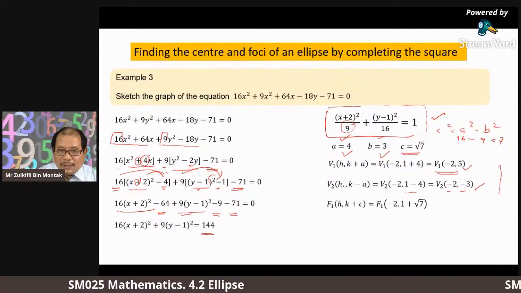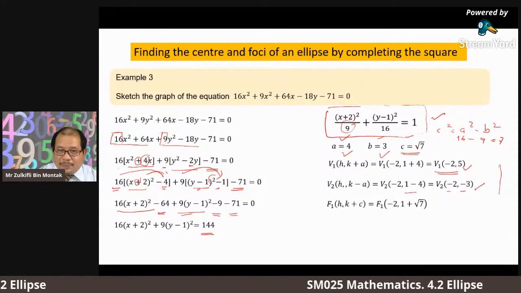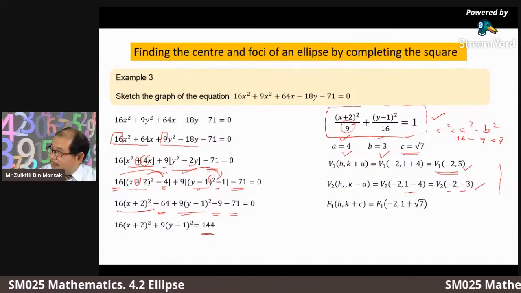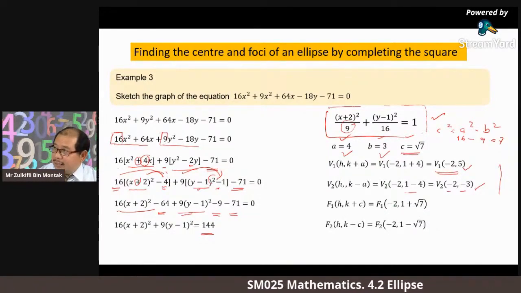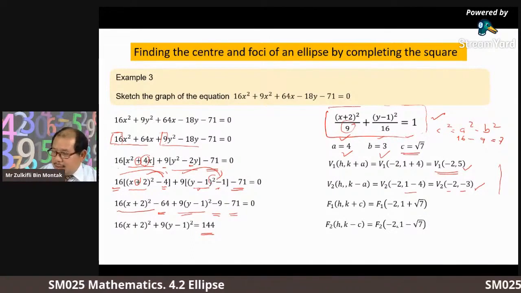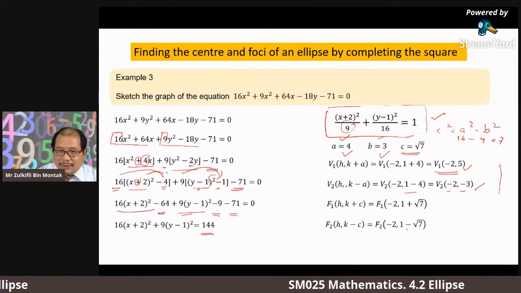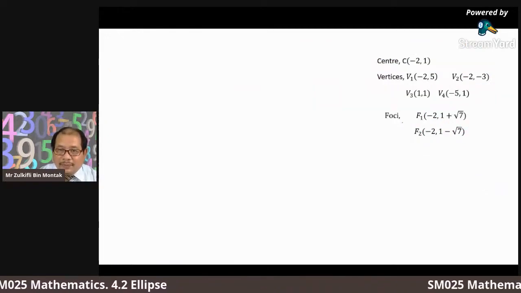The focus, the first focus F1 is (h, k plus c). So h equals negative 2, k equals 1 plus square root of 7. And then the second focus (h, k minus c), F2 is (negative 2, 1 minus square root of 7). Okay, these are the data from the previous solution.